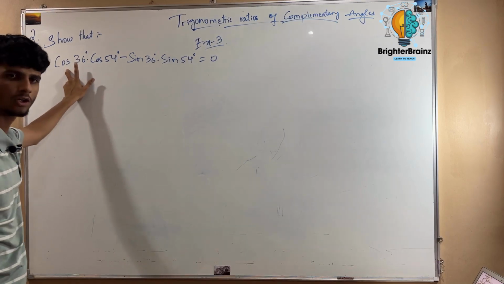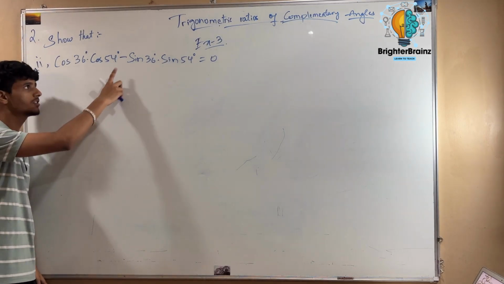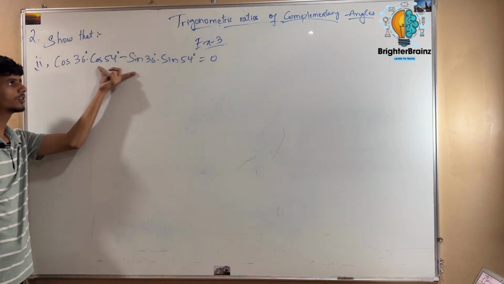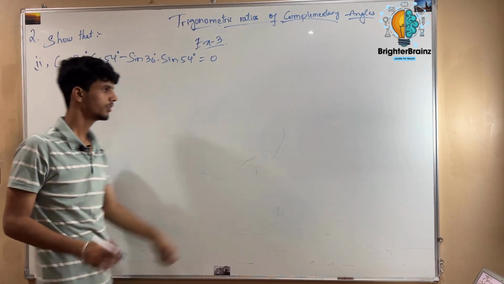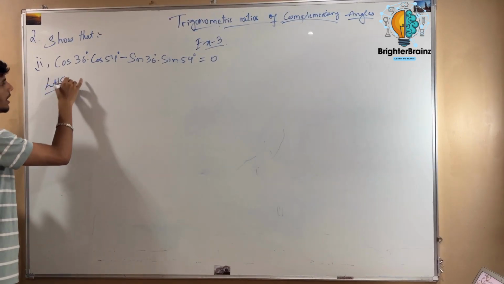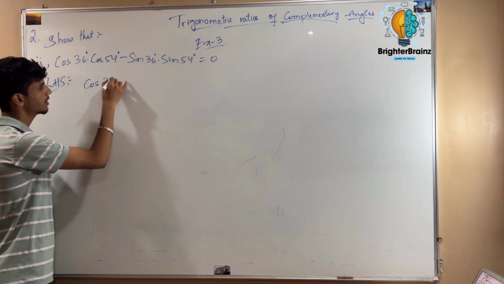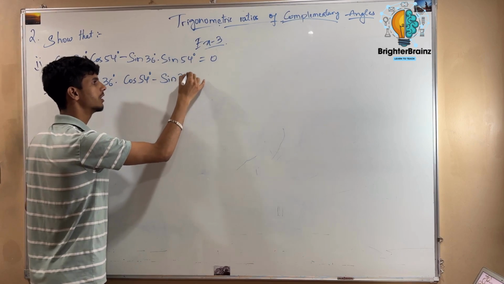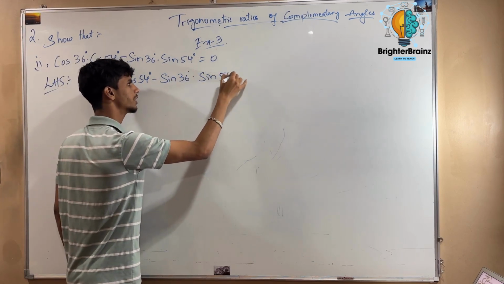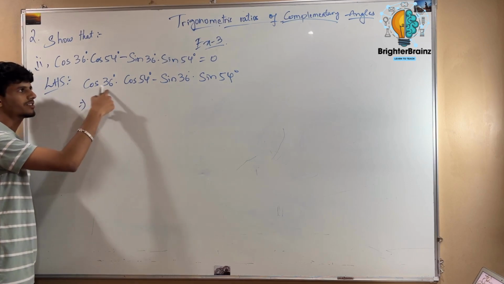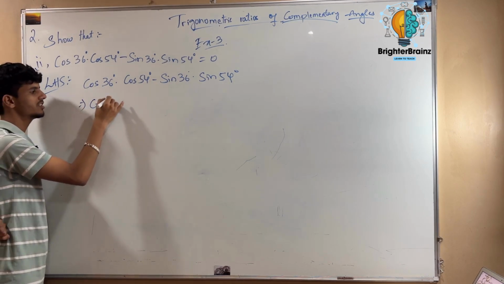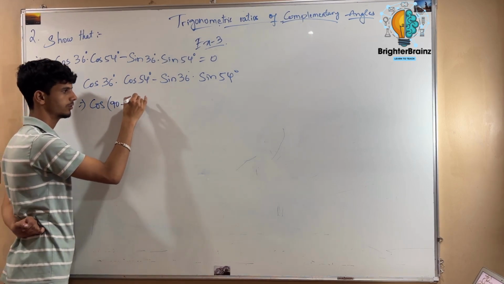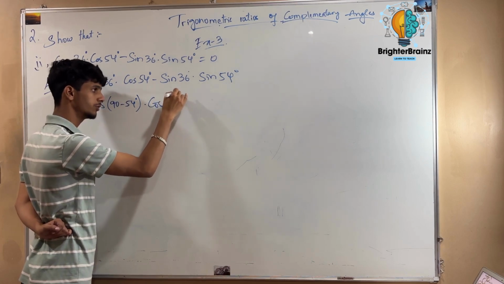Discuss the second question, second Roman. What is second Roman here? Cos 36 degrees into cos 54 degrees minus sin 36 degrees into sin 54 degrees. So we have to show this value is equal to 0. So now first let us consider LHS part. What is LHS part here? Cos 36 degrees into cos 54 degrees minus sin 36 degrees into sin 54 degrees. Okay, now let us change this part. Okay, cos 36 can be written as cos of 90 minus 54 degrees. Very good. And cos 54 should be written same.